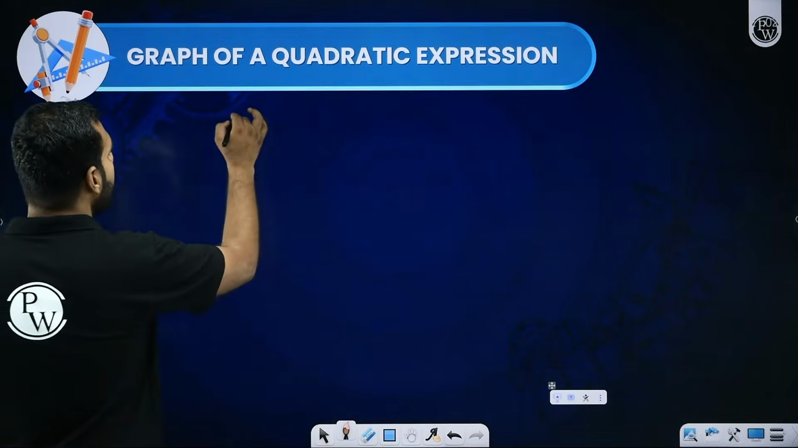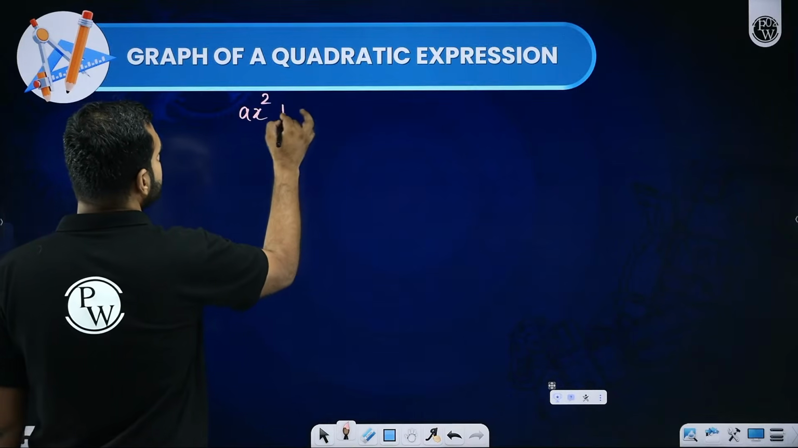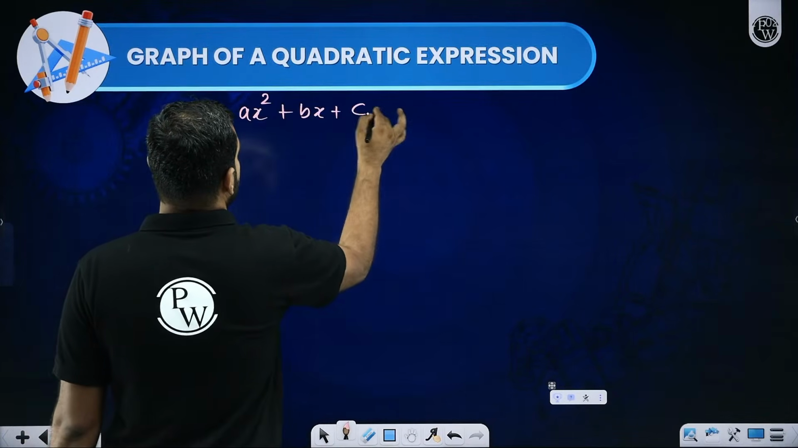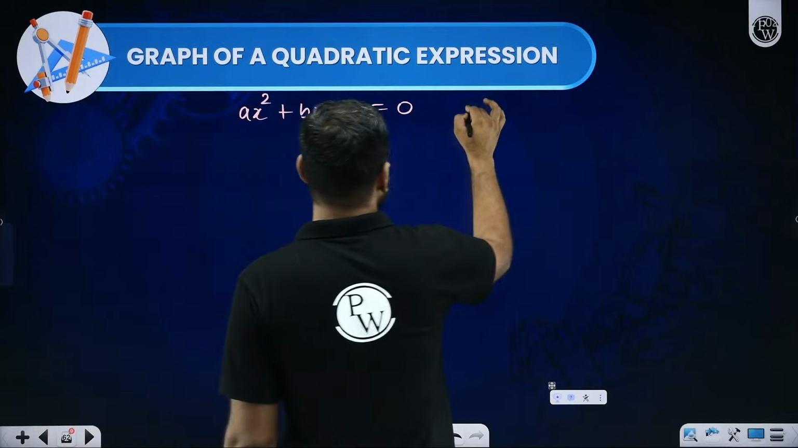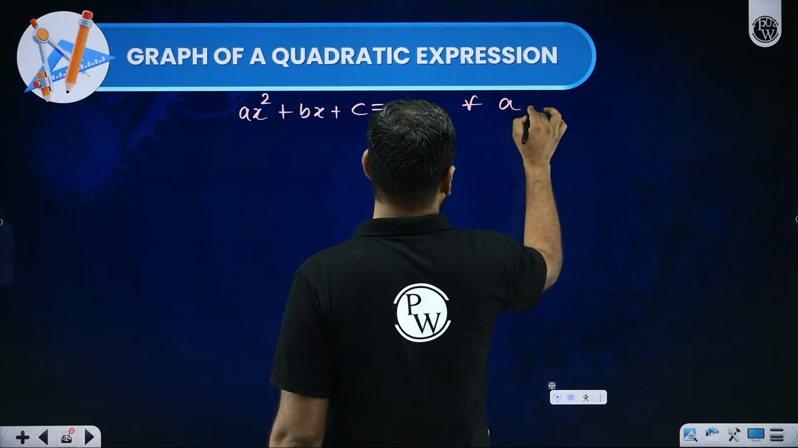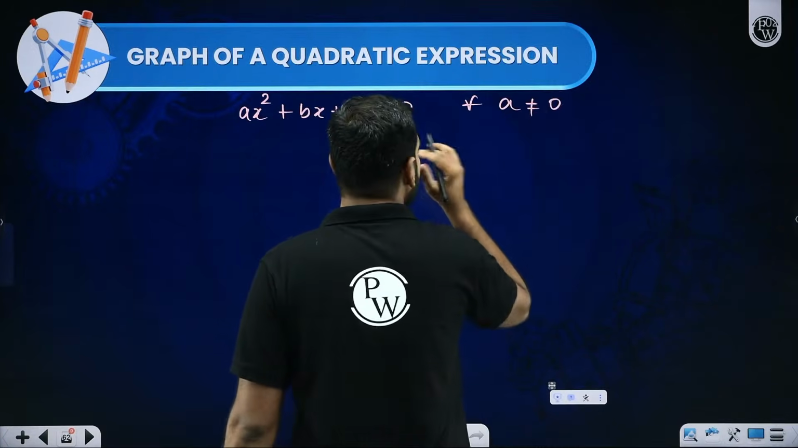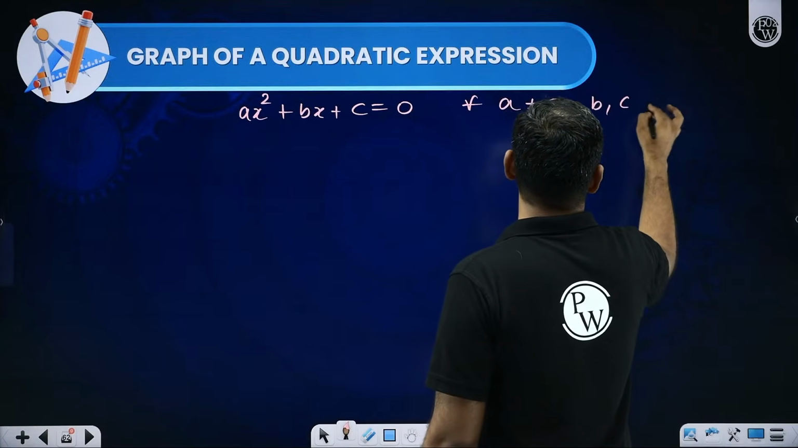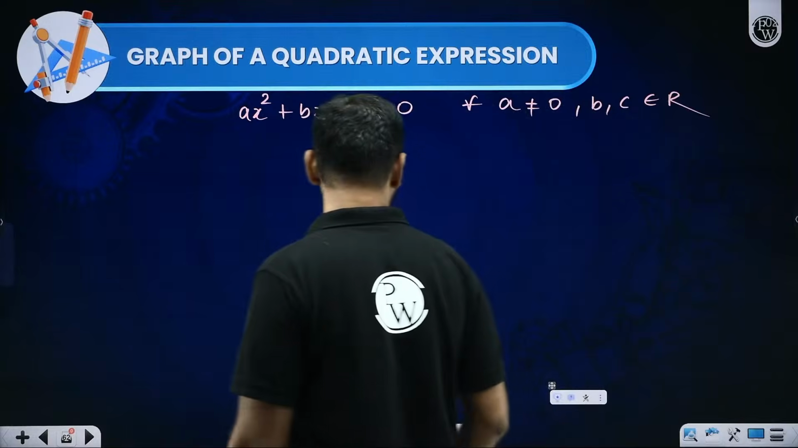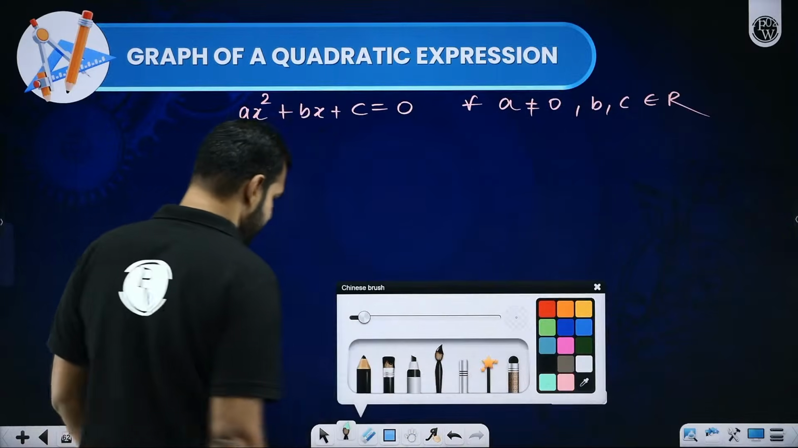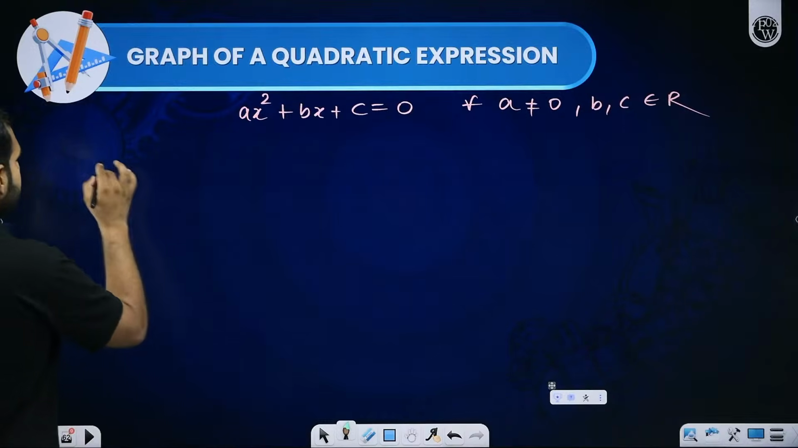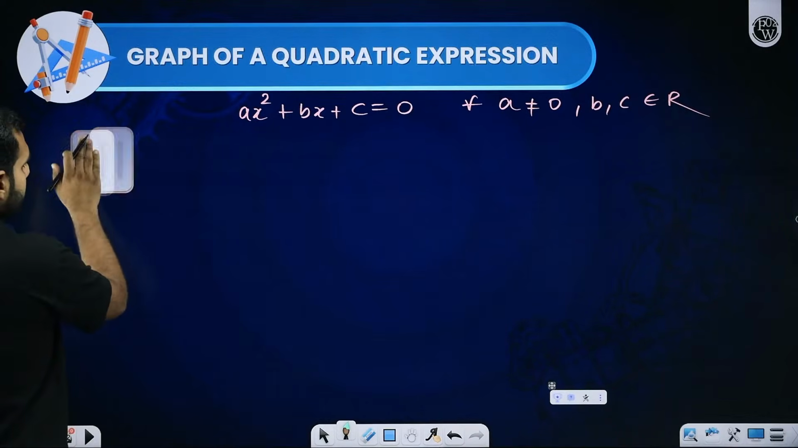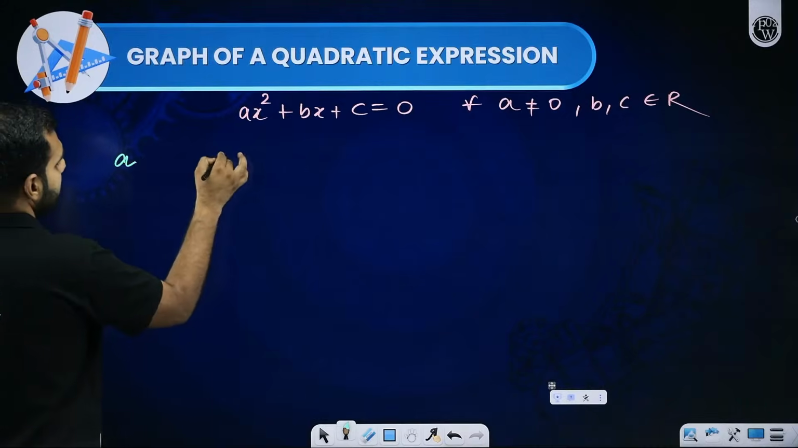Let's say we are discussing a quadratic ax square plus bx plus c is equal to 0, where one thing is assured, whenever I'm saying it is a quadratic, a is never 0, and b and c all are real. With this, I am just asking you to notice two things: the value of a and its discriminant.